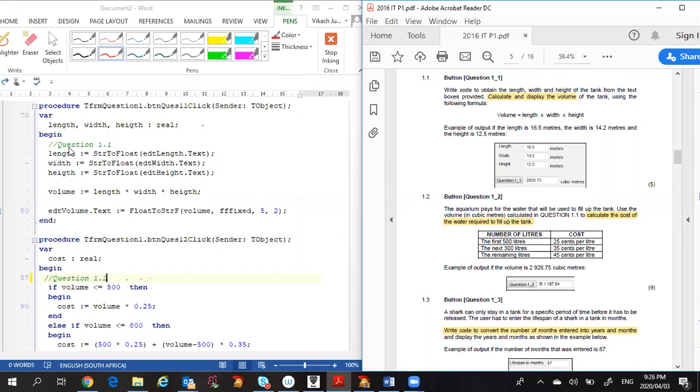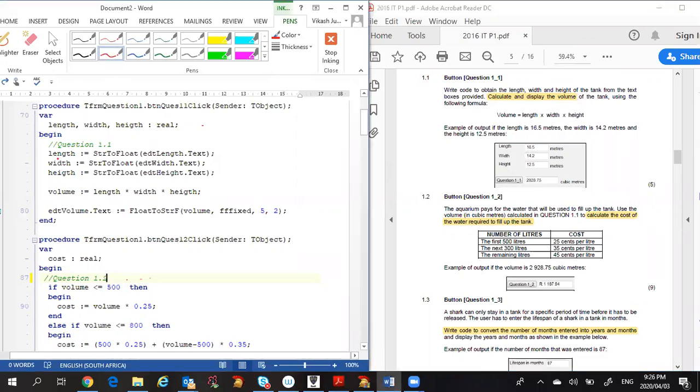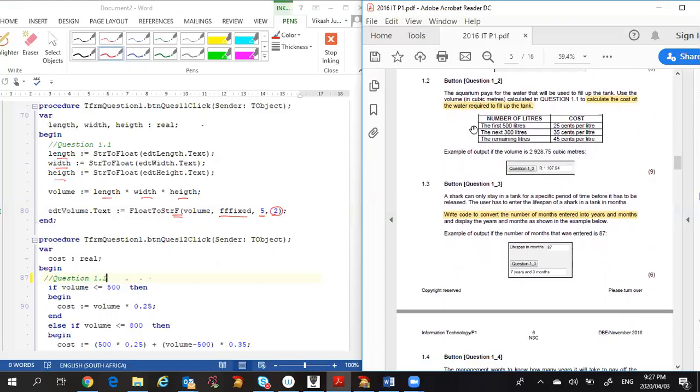So the length, width, and height were input using edit boxes, and they were converted, and the volume was calculated by taking the length, multiplying it by the width, and that is multiplied by the height. The volume was output to 2 decimal places, making use of float to string F, which allows you to use FF fixed, using 5 spaces in total and 2 spaces after the decimal point. So question 1 was quite a straightforward and easy question to answer.